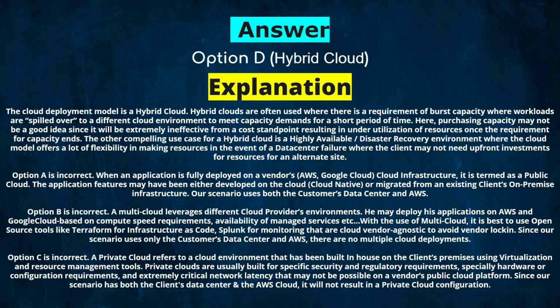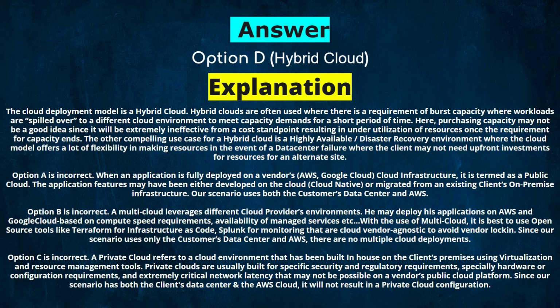Option C is incorrect. A private cloud refers to a cloud environment that has been built in-house on the client's premises using virtualization and resource management tools. Private clouds are usually built for specific security and regulatory requirements, especially hardware or configuration requirements, and extremely critical network latency that may not be possible on a vendor's public cloud platform. Since our scenario has both the client's data center and the AWS cloud, it will not result in a private cloud configuration.